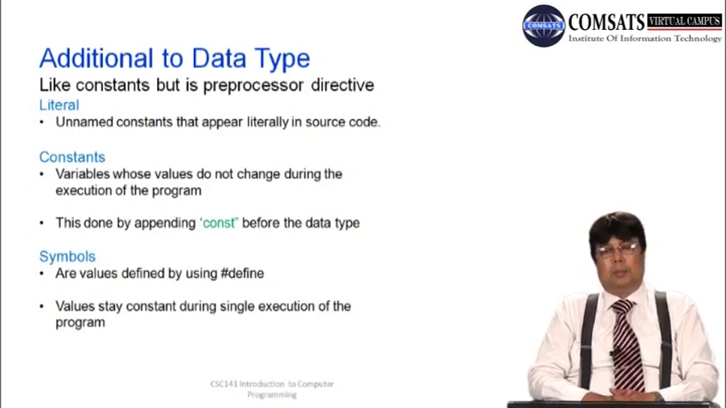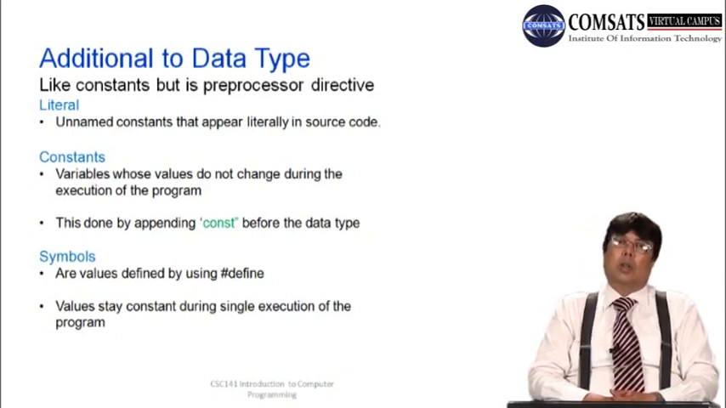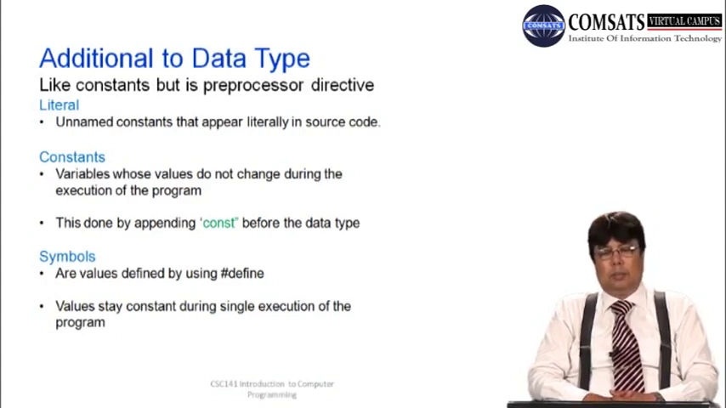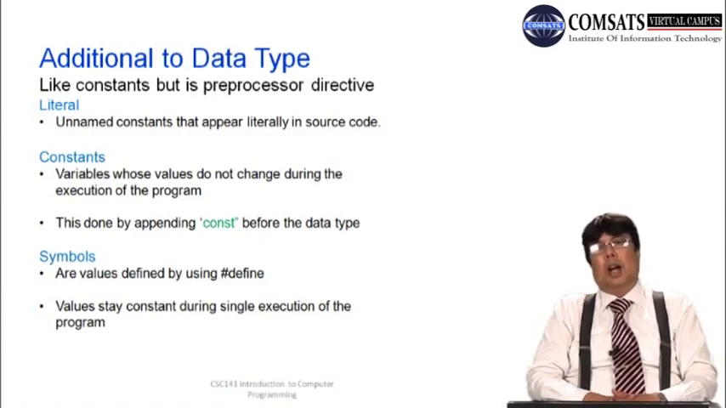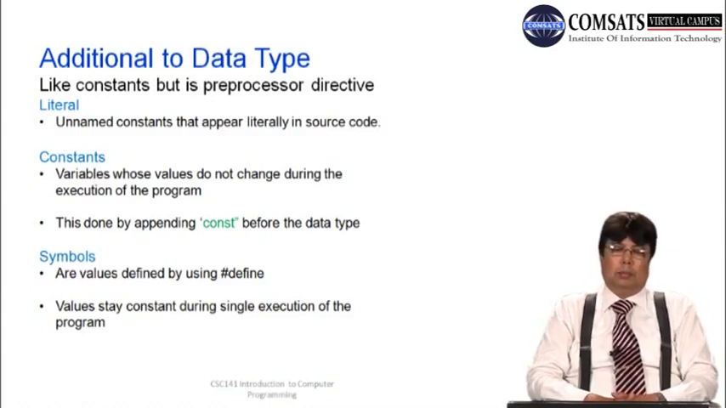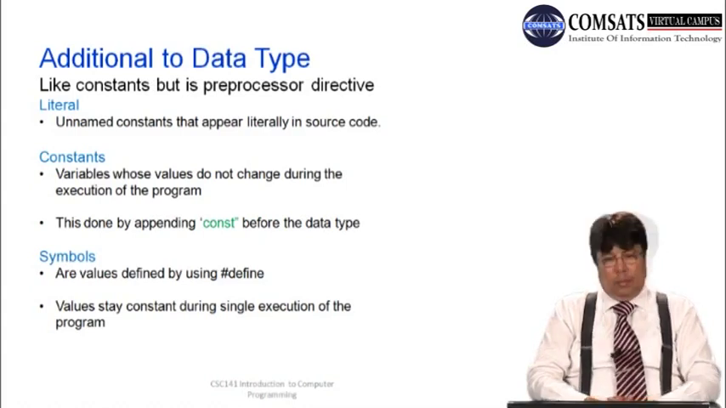These are like constants: literal constants and symbols are directives to the preprocessor. What is a literal? Unnamed constants that appear literally in source code. For example, 385. You have used 385 as a constant. So this 385 is called a literal.